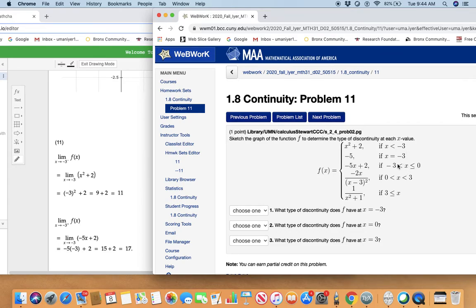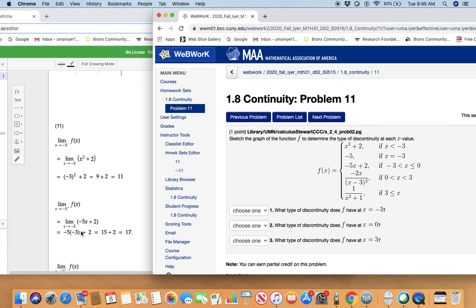So negative 3 appears here. You want to know the left hand limit using that function and the right hand limit using this function. So x approaching negative 3 from the left means x is less than negative 3. So the rule in question is x squared plus 2. Plug in negative 3 to get 11.